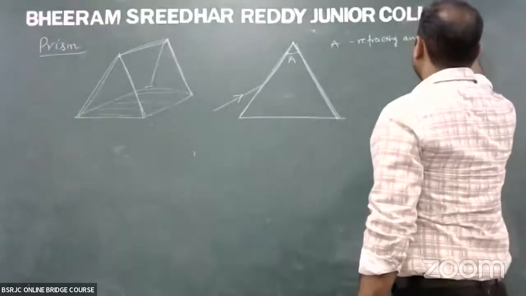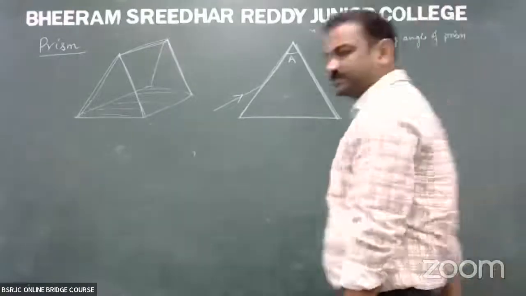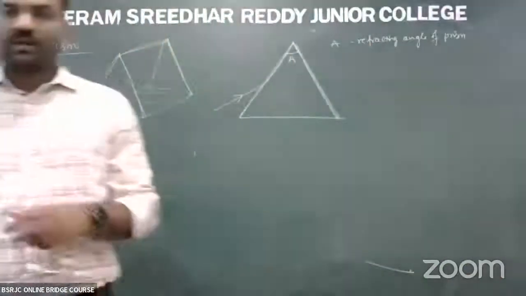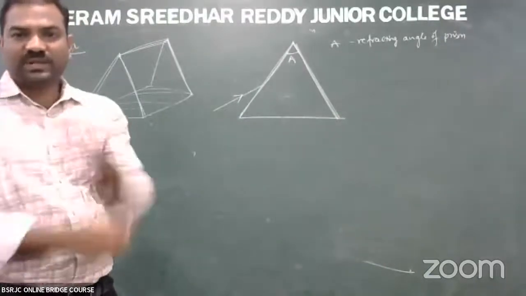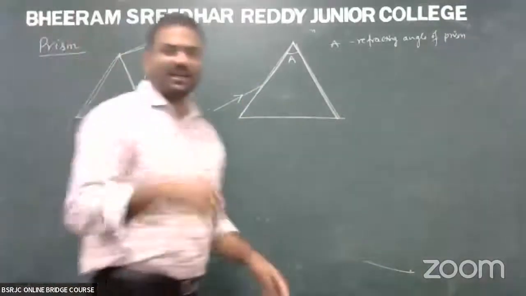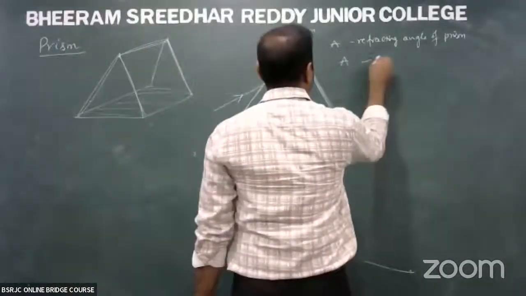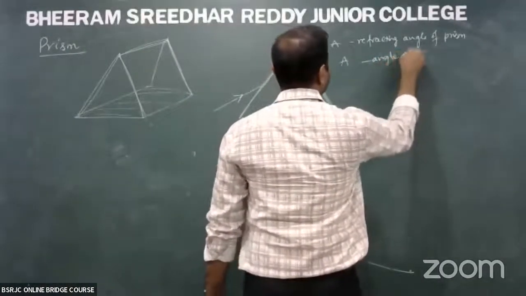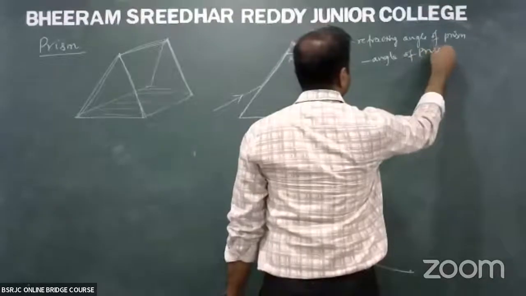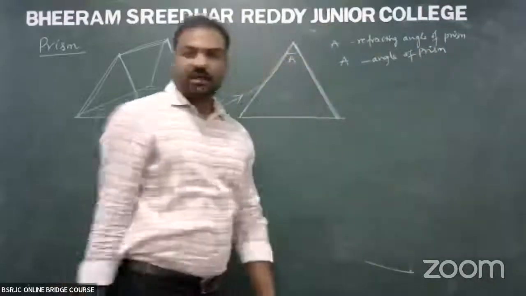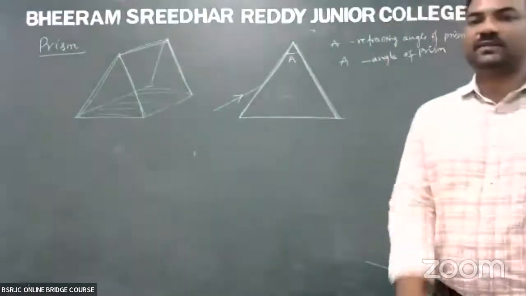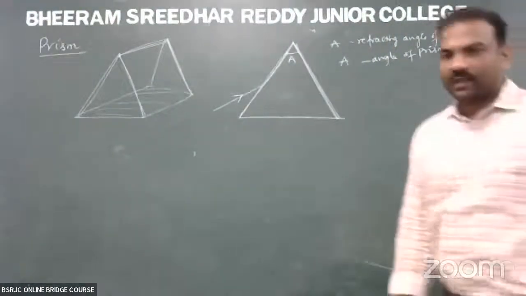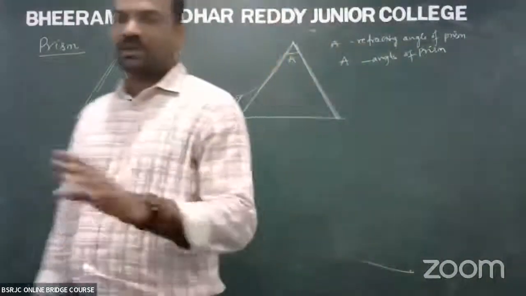Refracting angle of prism, but this is very less used. What A is called as refracting angle of prism. To confuse you, sometimes they use this word. Otherwise, the regular term is A is called as angle of prism. Angle of prism is the angle between two refracting surfaces.